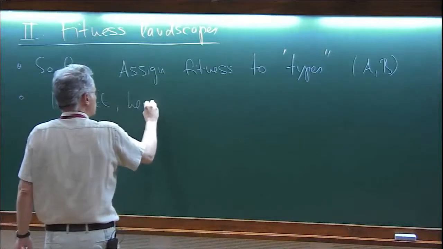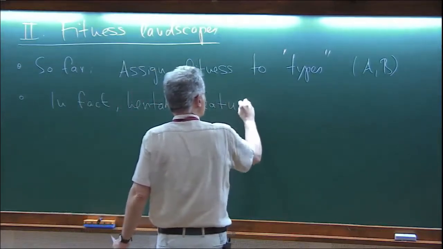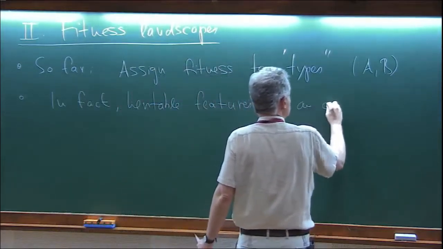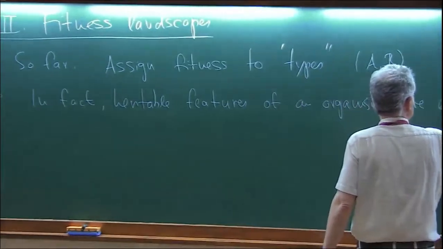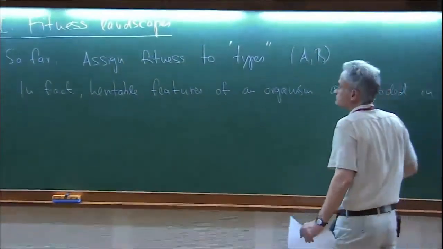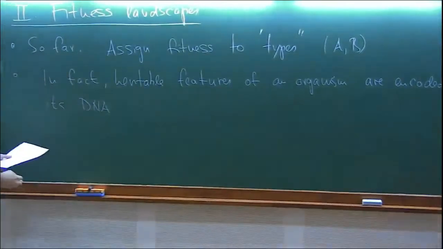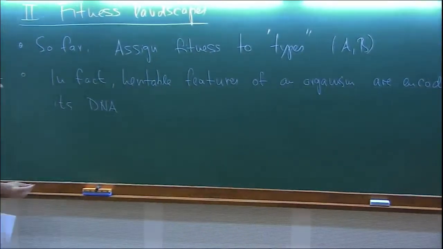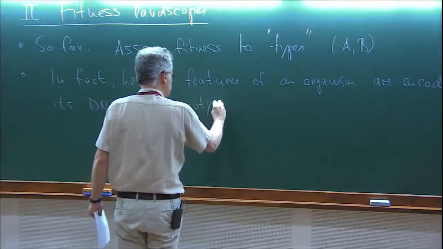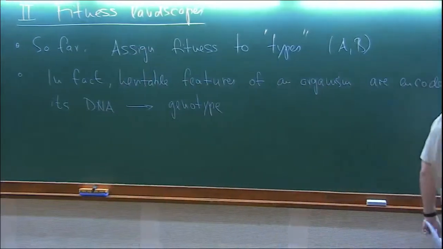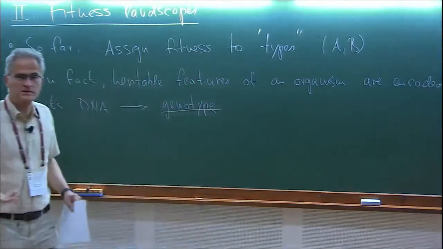So in fact, the heritable features of an organism are encoded in its DNA. And this is what we will, in the following, call the genotype, right? So the DNA defines the genotype of the organism. And so fitness depends in some sense on the genotype.